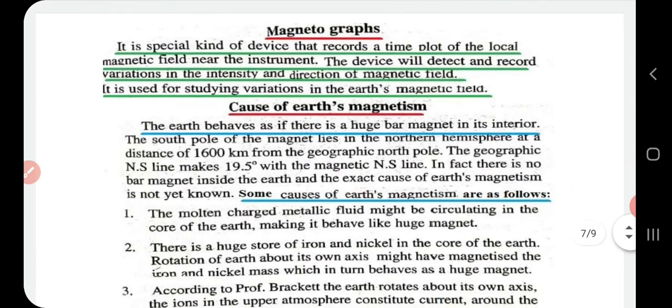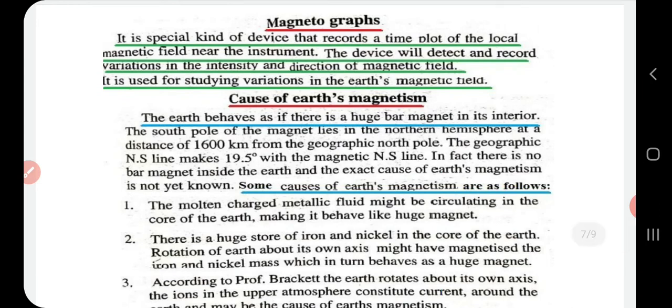Now the last section is magnetographs. Just read it. It is a special kind of device that records a time plot of the local magnetic field near the instrument. The device detects and records variations in intensity and direction of the magnetic field. It's used for studying variations in Earth's magnetic field. So that's just a definition about magnetographs.